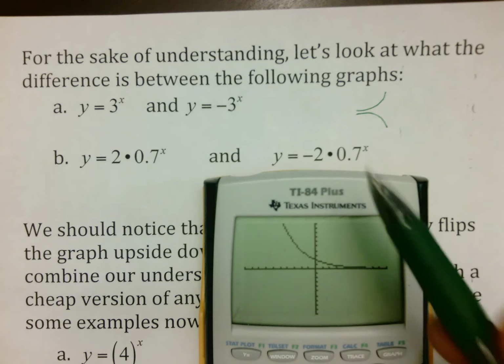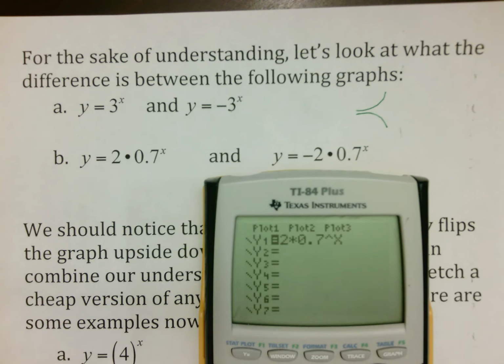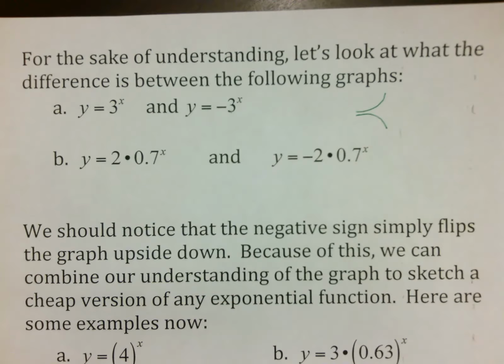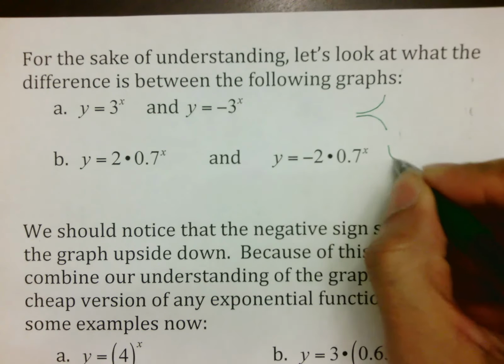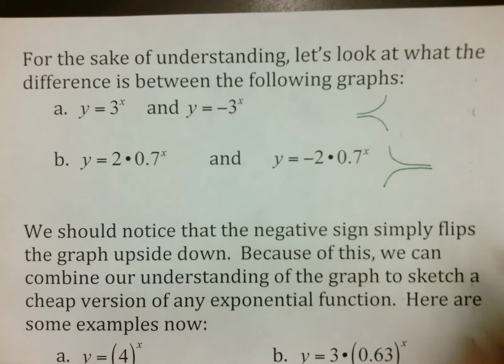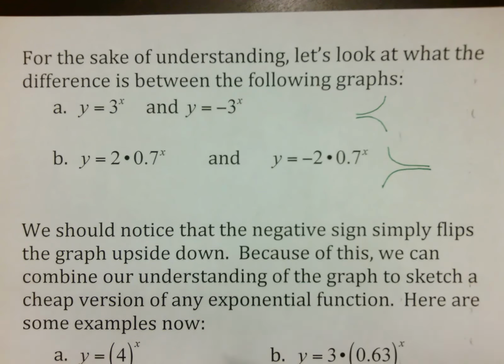So let's see what happens if we graph one with a negative in front. Moving back to here, negative 2 times 0.7 caret x, and graph it. And notice what happened was it took the original graph, which looked like this, and it turned it into this. So what we should notice is that the negative sign just flips it upside down.